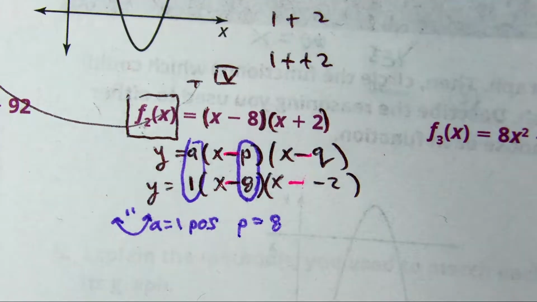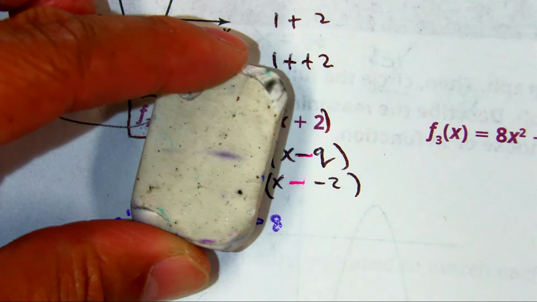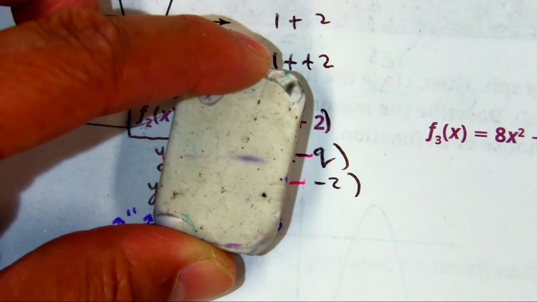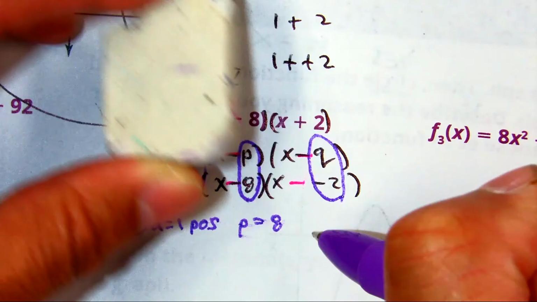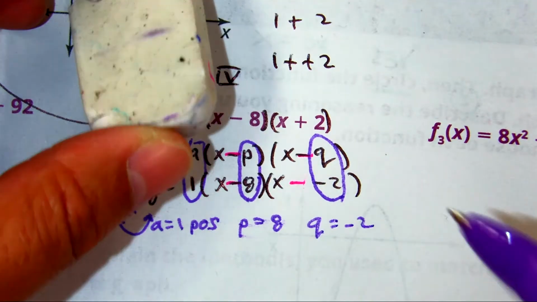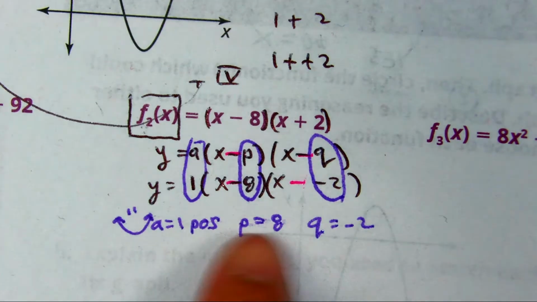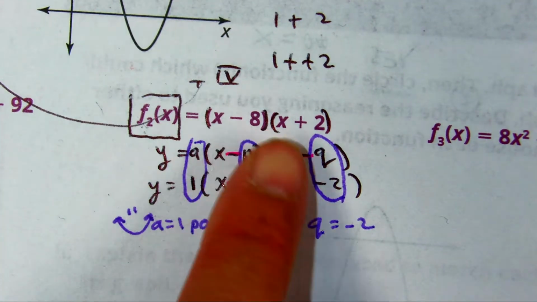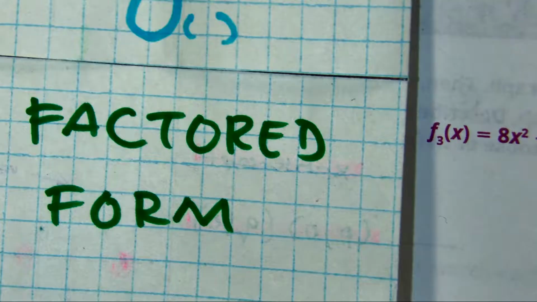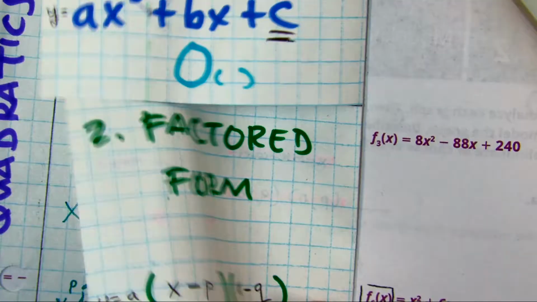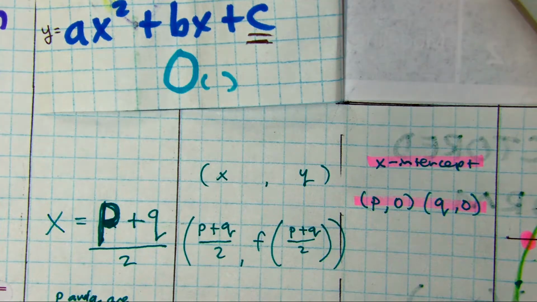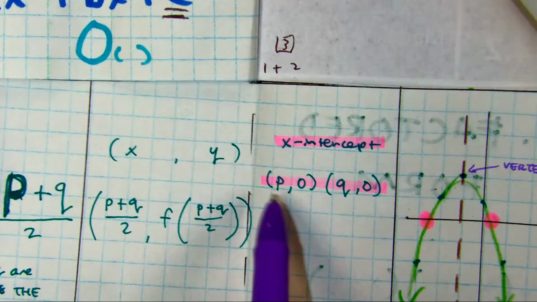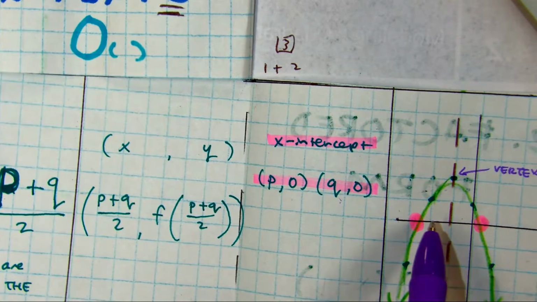Pay attention over here. Q is equal to what? Negative 2. If you look in your foldable, it kind of tells you what P and Q stand for. So if I know that this is factored form because there's 2 sets of parentheses, the only thing I highlighted there was what? X-intercepts. The P values represent the X-intercepts, where it crosses the X-axis.